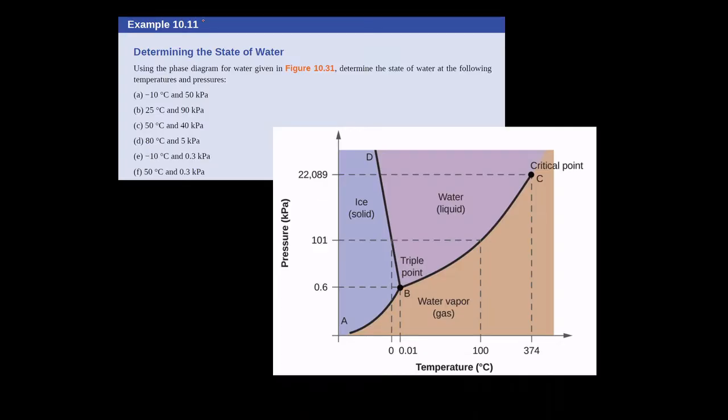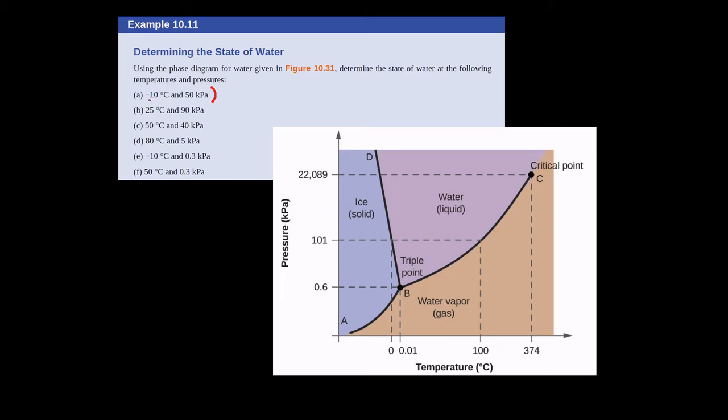Alright, so let's look at a few different points here on a phase diagram. Okay, so this is supposed to be water. Yeah, this is water. So this says, using the phase diagram for water, given this image, figure 10.31, that's what this is. Determine the state of water at the following temperatures and pressures. So this is pretty straightforward. It's just saying, at this temperature and pressure, what is its state?